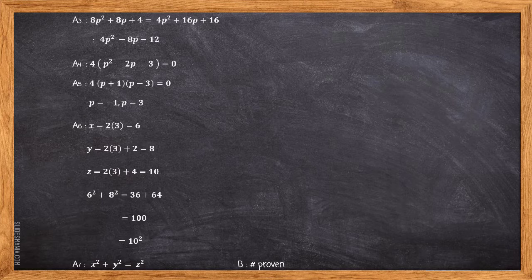A6: x equals 2 times 3 equals 6. y equals 2 times 3 plus 2 equals 8. z equals 2 times 3 plus 4 equals 10. 6 squared plus 8 squared equals 36 plus 64 equals 100, which equals 10 squared. A7: x squared plus y squared equals z squared. B is proven.